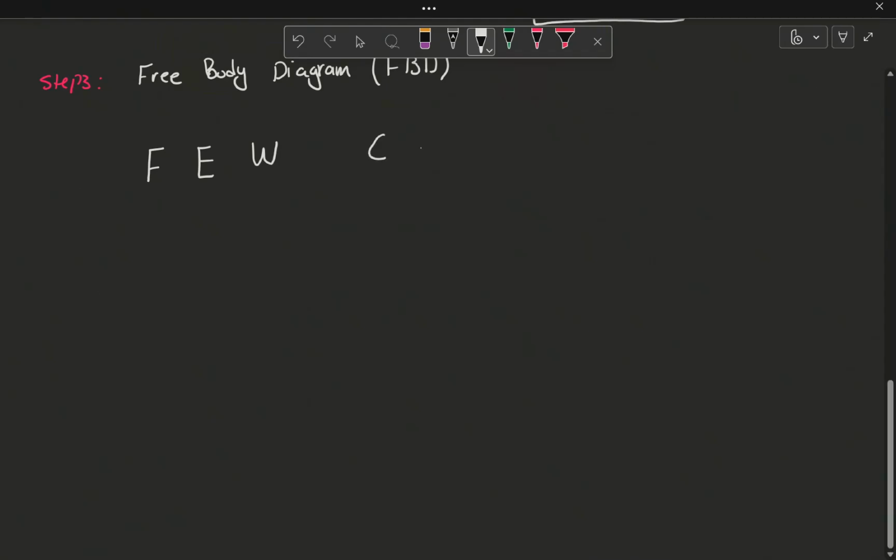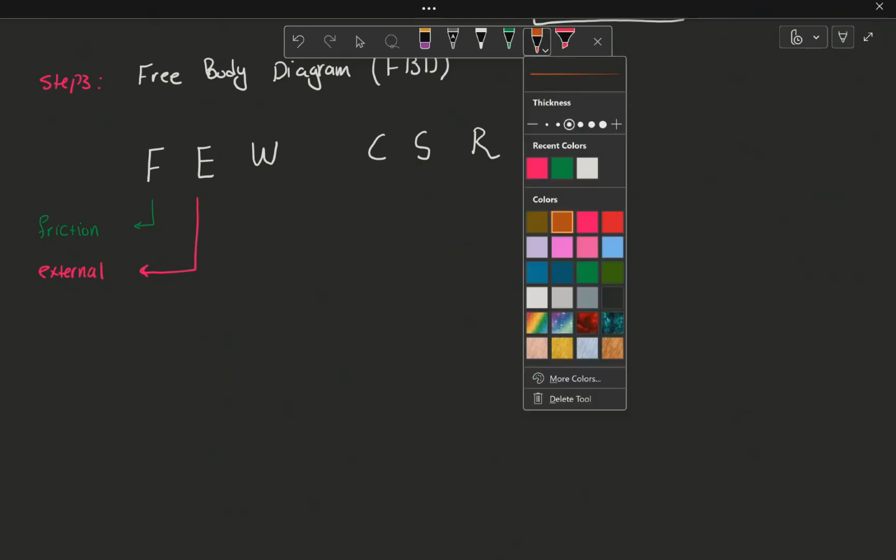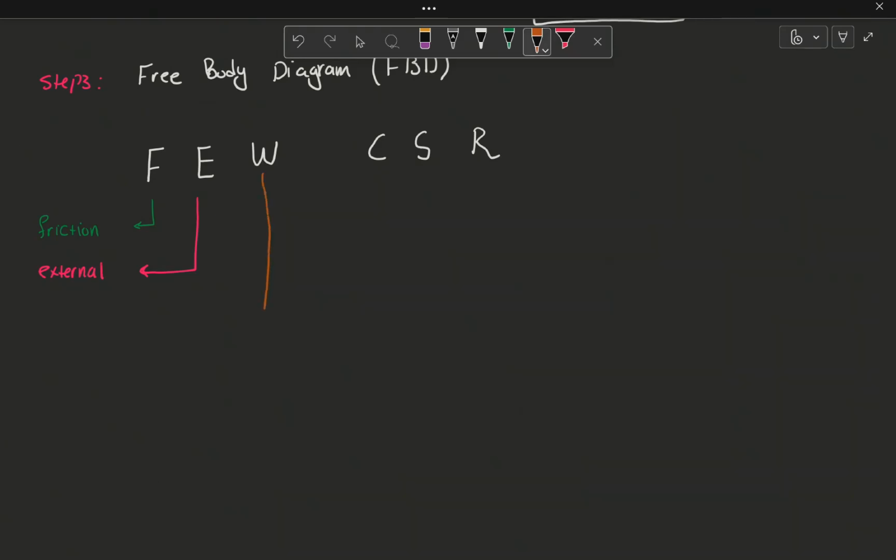F, E, W, CSR. What is F? F is your friction force. What is E? E is your external force. What is W? W is the weight.